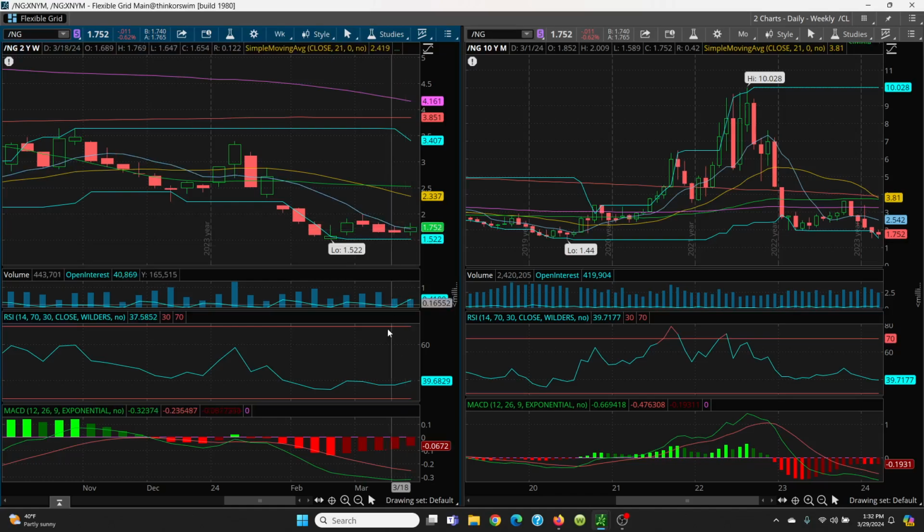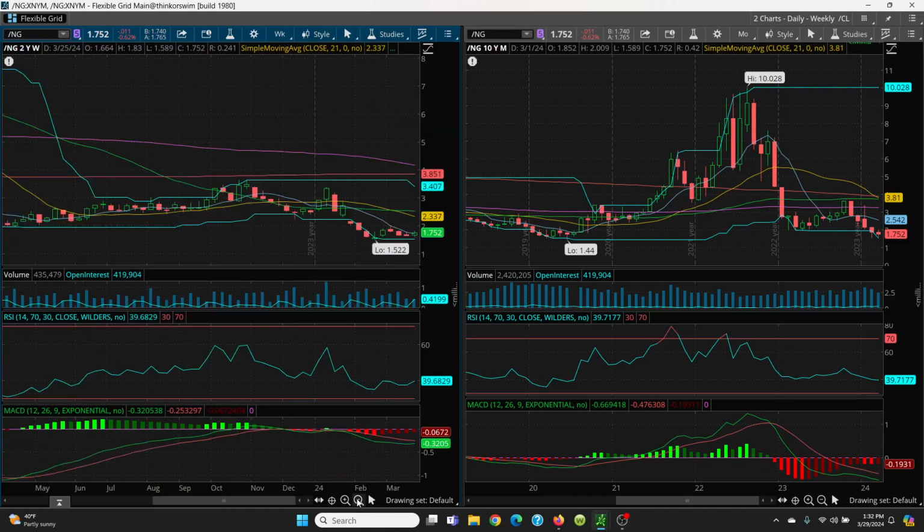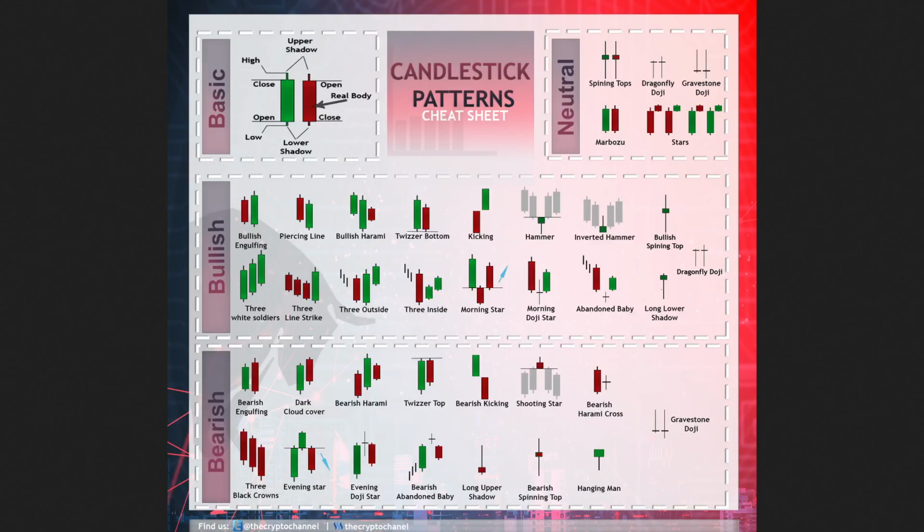So this might be the reversal. We got to see how it's all going to shake out here next week. Okay, let's look at some patterns. Now, very easily, you can just punch this up on Google, and you can find all these chart patterns.